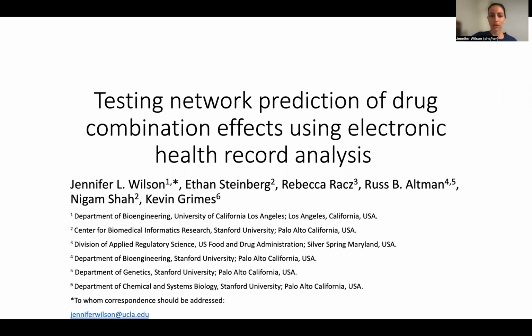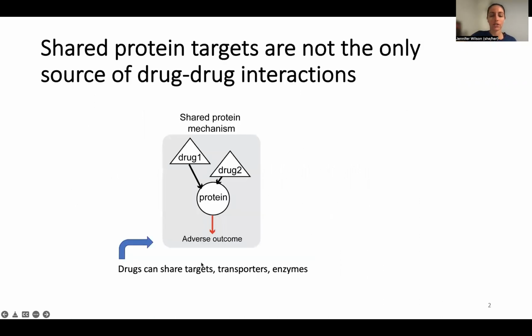I'm going to be talking about testing network prediction of drug combination effects using electronic health record analysis. The primary assumption in this particular study is that what we previously knew is that drug-drug interactions tended to be regulated by what's known as a shared protein mechanism.